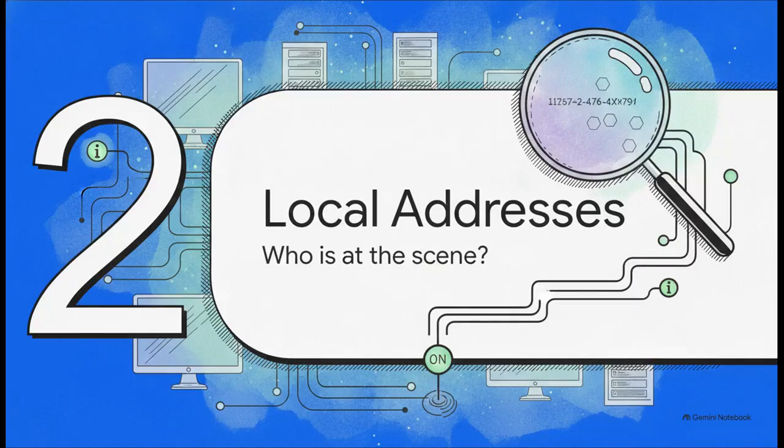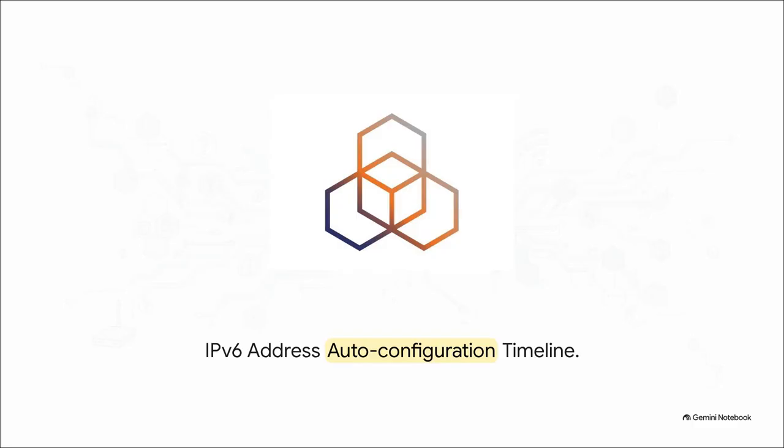Moving on to Step 1, local addresses. Basically, we need to ask, who is at the scene? Every good investigation starts locally. If your machine can't communicate outward, the very first thing we need to know is if it even has a valid identity. Here's how that IPv6 auto-configuration timeline actually plays out.